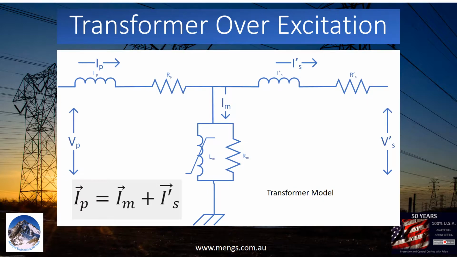Transformer positive sequence impedance can be modeled as in this picture. All impedances are transferred to the primary for easy calculation. In this model, the primary current is the summation of the magnetizing current and the secondary current. The magnetizing branch contains a nonlinear impedance to model the transformer core saturation.